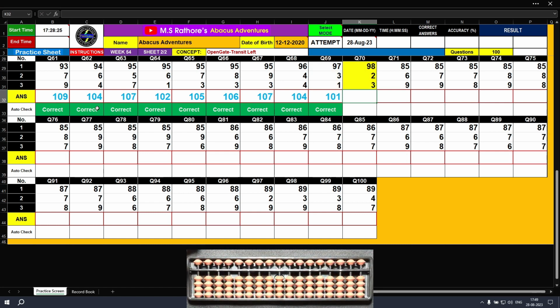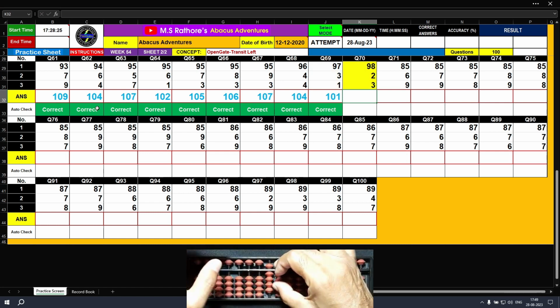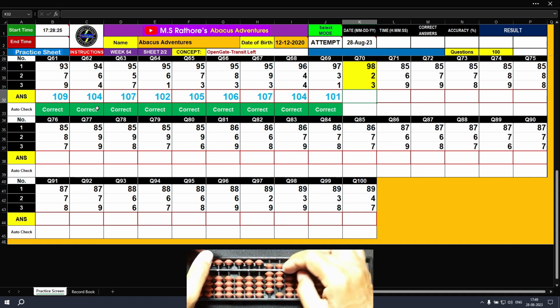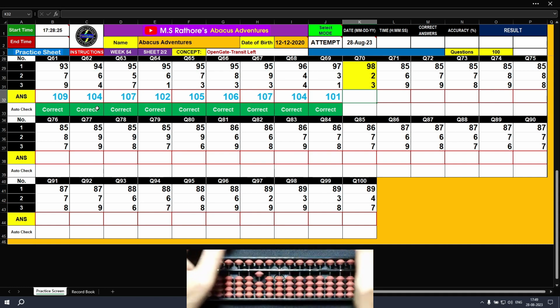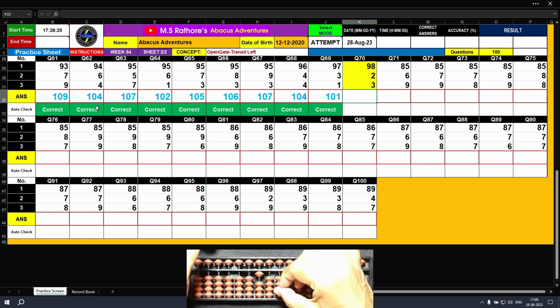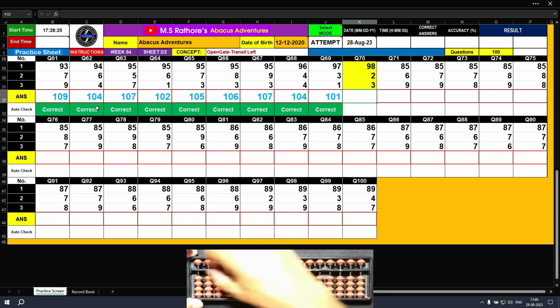Question number 70. Plus 90 plus 8, it's 98. Plus 2 equals minus 8. Open the gate. Plus 10, it's 100. Plus 3, it's 103.